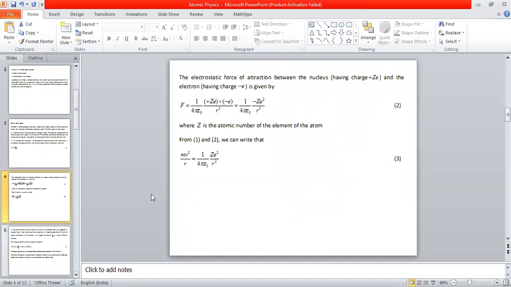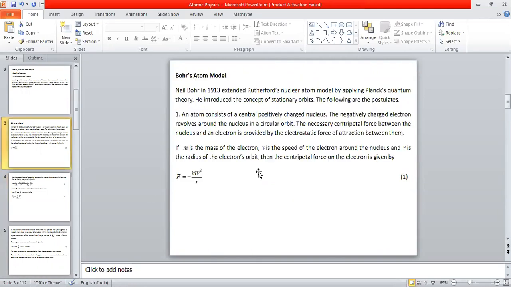Okay, this is the first postulate. Please remember, this is the first postulate. The first postulate of Bohr's theory is the same old one as we discussed in the case of Rutherford's model.